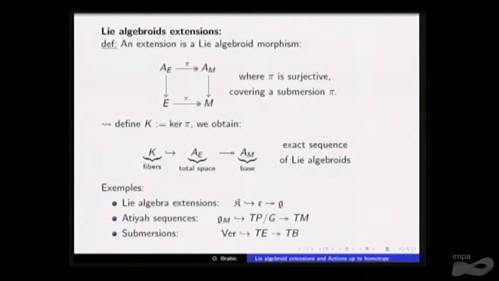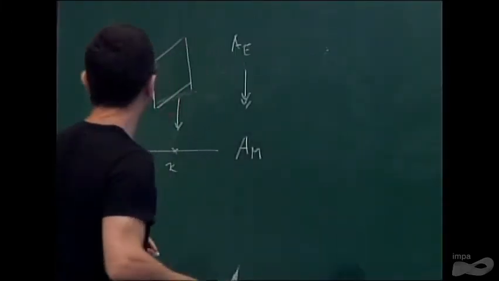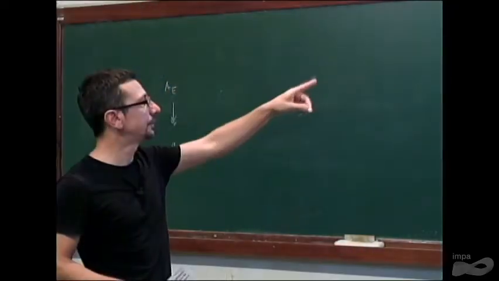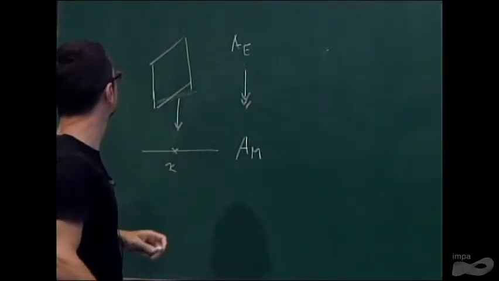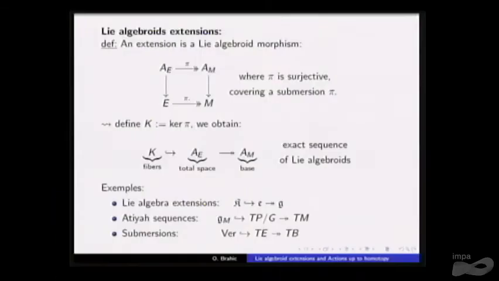the kernel. So the kernel here is clear that it's a Lie algebroid over the fibers of the base map, this pi. Okay, so in all the examples, if you want to have some kind of intuition, you should think of A_M, the Lie algebroid, as being your base space, A_E, which is the extension, is the total space, but the kernel really plays the role of the fiber. I mean, all the fibers all together.